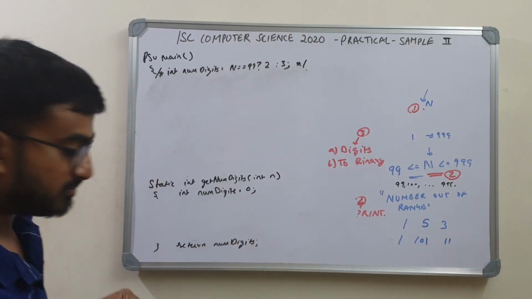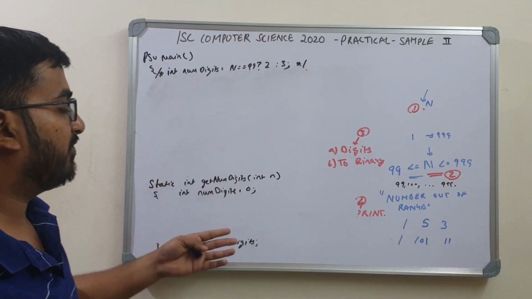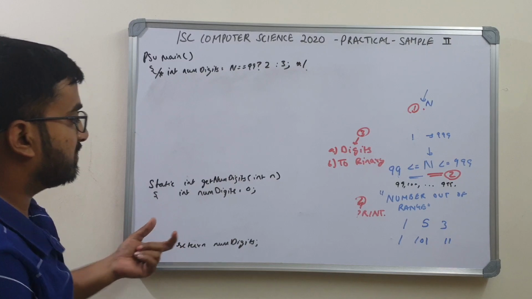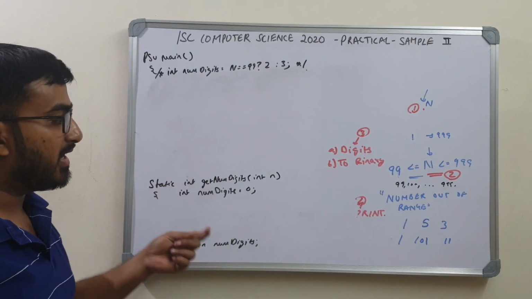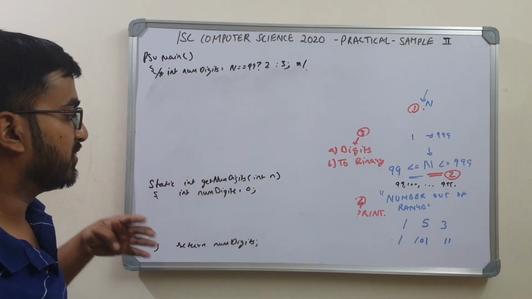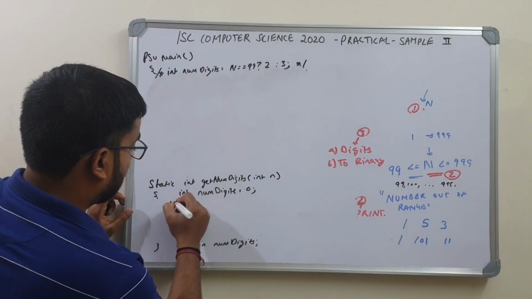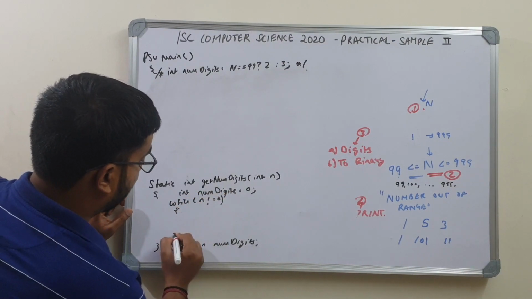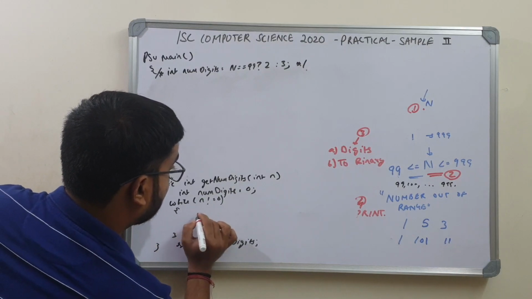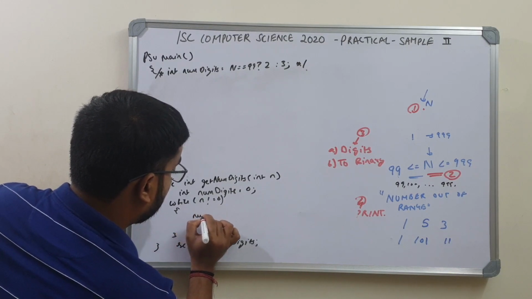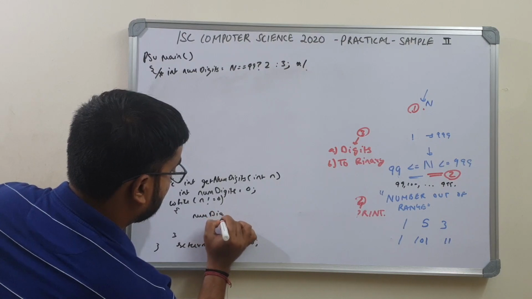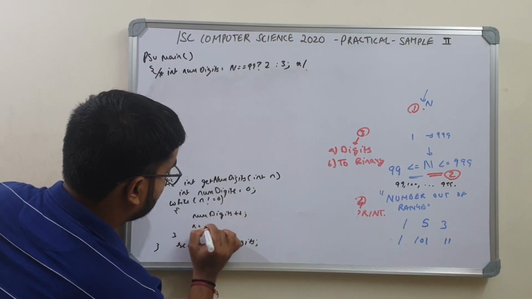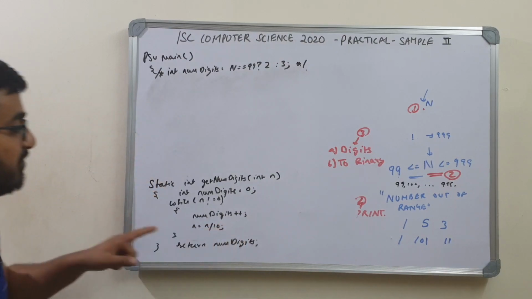Alright, there are two ways. I won't say it's a standard way. The way I used to learn was to keep dividing it by 10 until it becomes 0. So take something like this: while n is not equal to 0, you say num digits plus plus, and you say n is equal to n / 10. This will give you the number of digits.